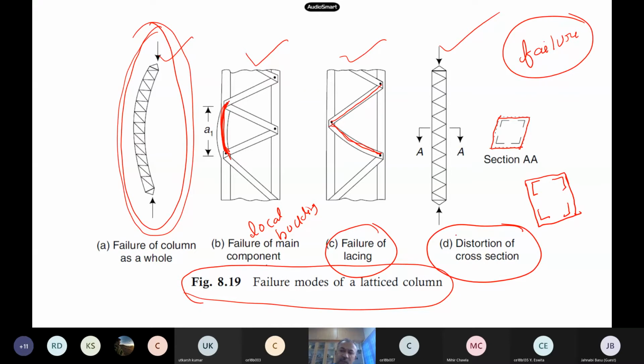Then you can have even a distortion also. Like you see, initially the shape was perfect like this, but now this distortion, this type of deformation also may happen. So this is what people have observed in practice.